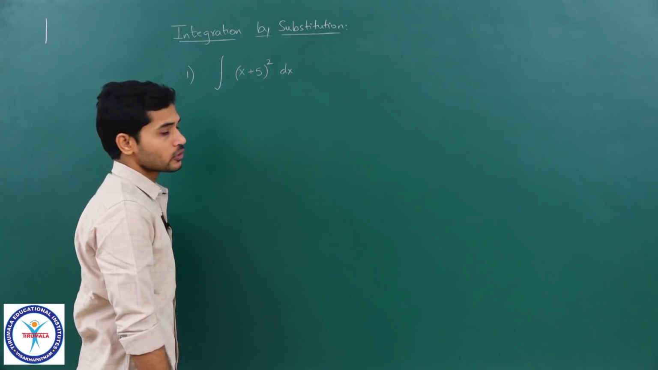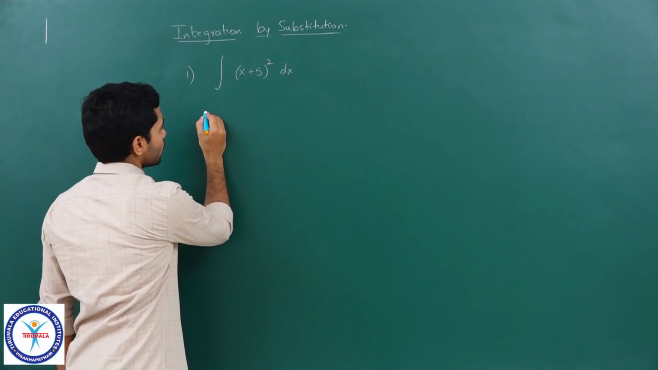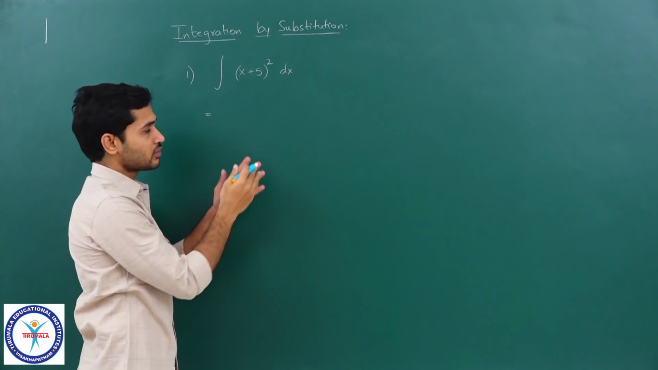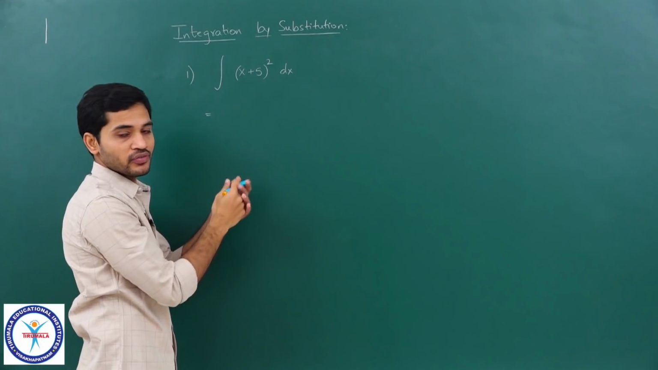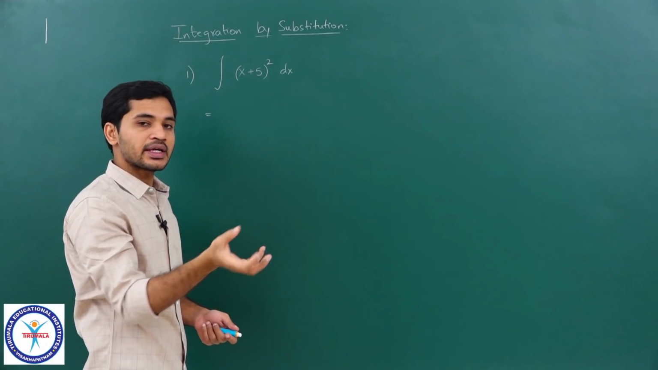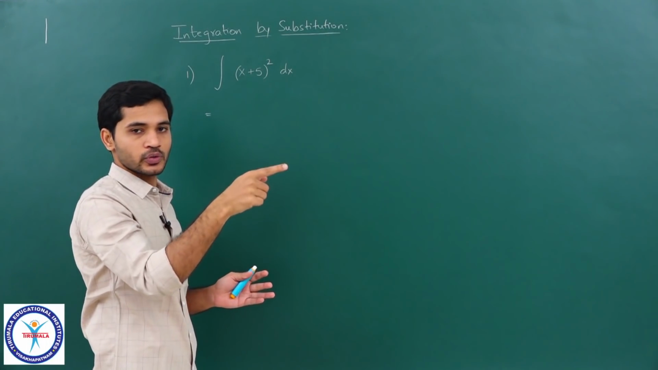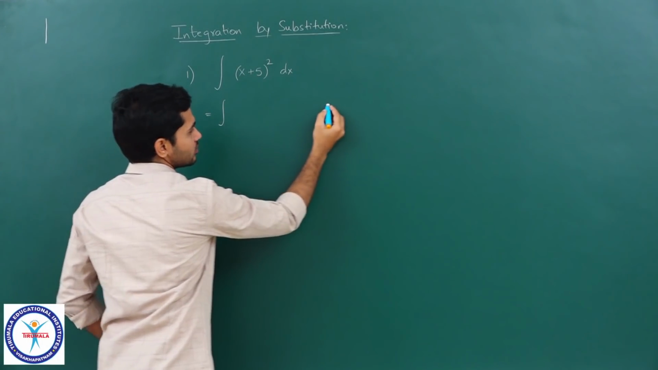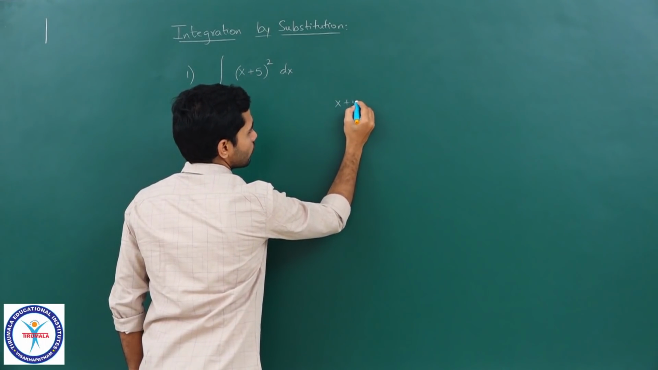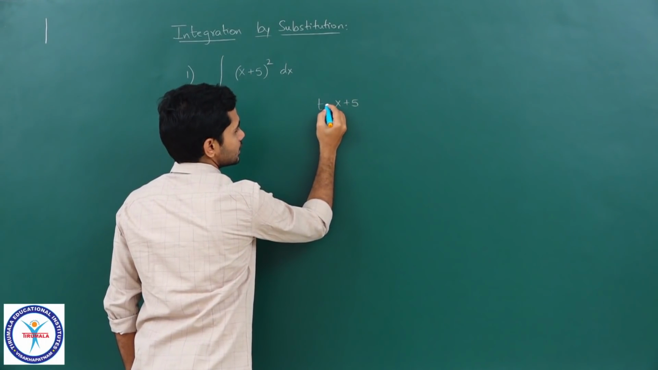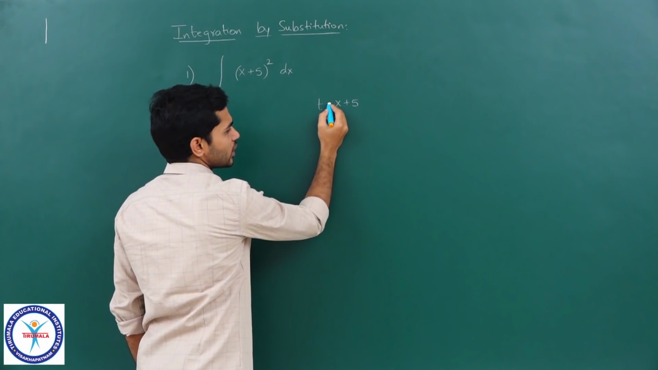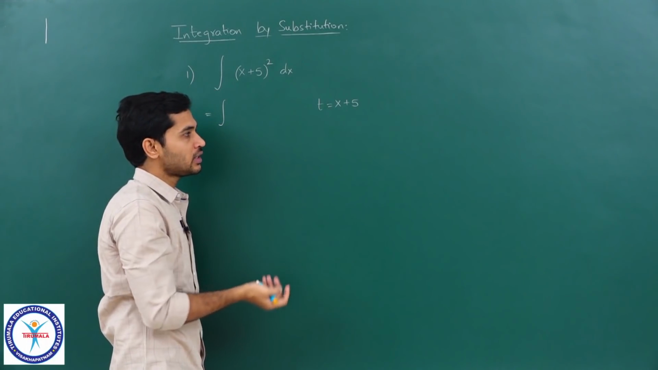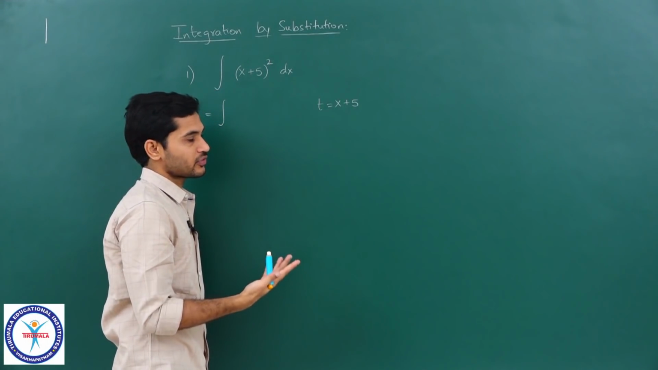So, x plus 5 whole square dx. What I am going to do now is, whatever is present inside the bracket, we have identified that this is in the form of a function x plus 5 inside another function which is whole square, correct. So, I will replace this inside term, x plus 5, with a variable t. You can use any variable; if you like some other letter, use that letter, it need not be t. So, t is equal to x plus 5, clear.